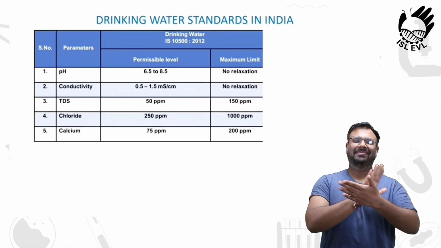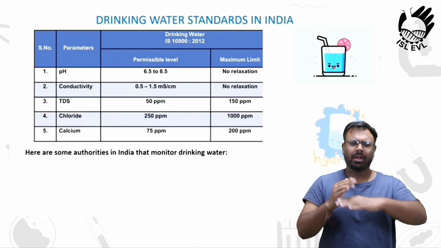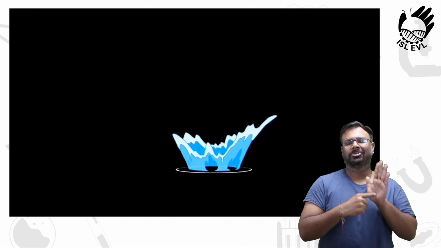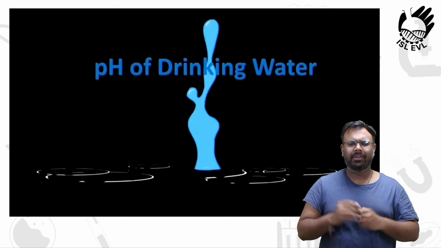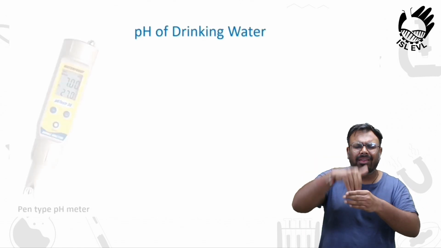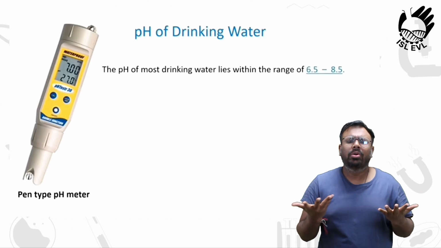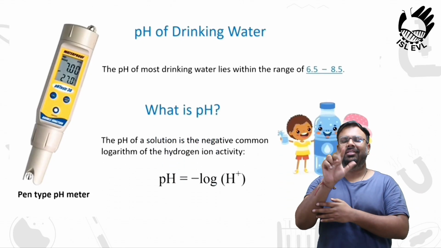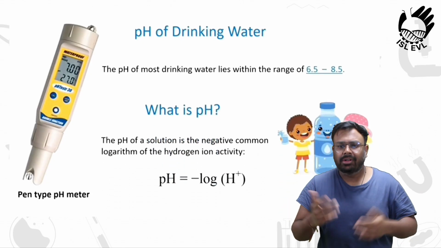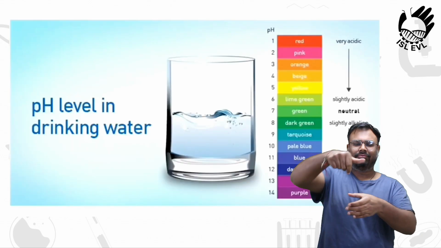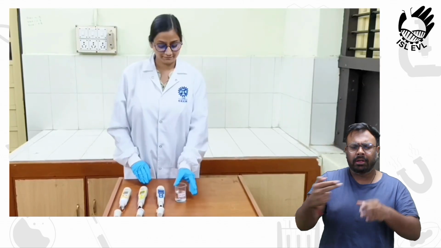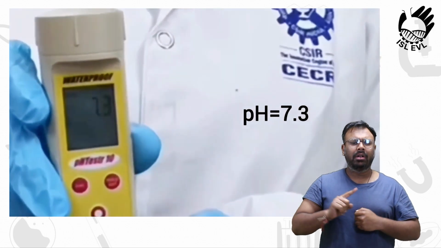First one is the pH of drinking water. The pH of drinking water can be measured using a pen type pH meter. The pH of most drinking water should fall within the range of 6.5 to 8.5. For this experiment, we use 50 ml of tap water and measure the pH using a pH meter. In this case, the meter shows a pH of near 7.4, which is within the acceptable range of drinking water.